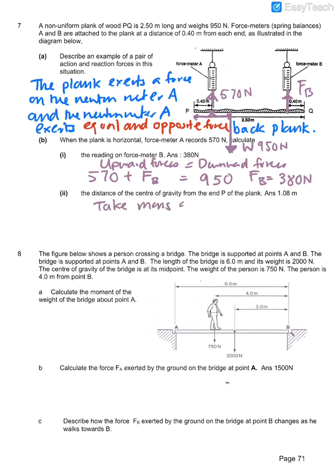Take moments about force meter B. Clockwise, anti-clockwise is 380 times how much? Times 2.5 minus 0.4. 2.1. Start again and stop sneezing.